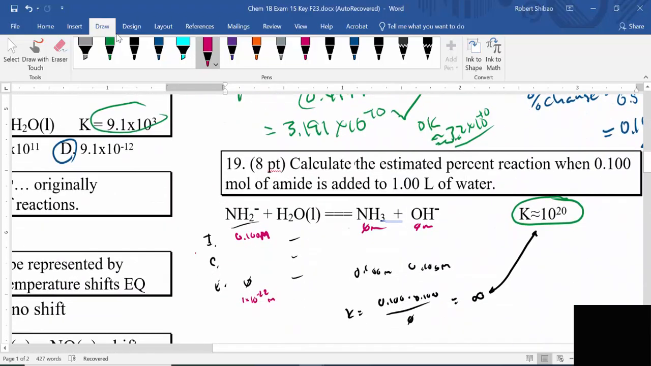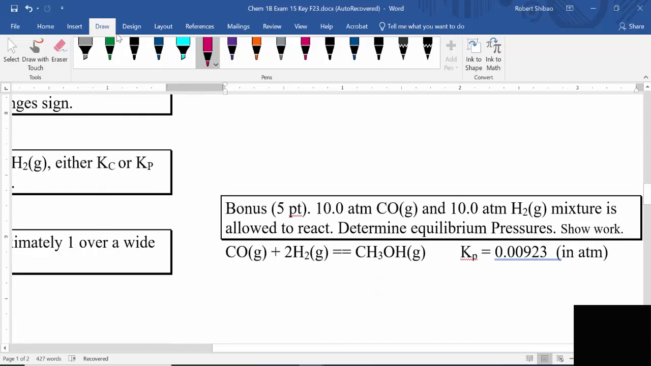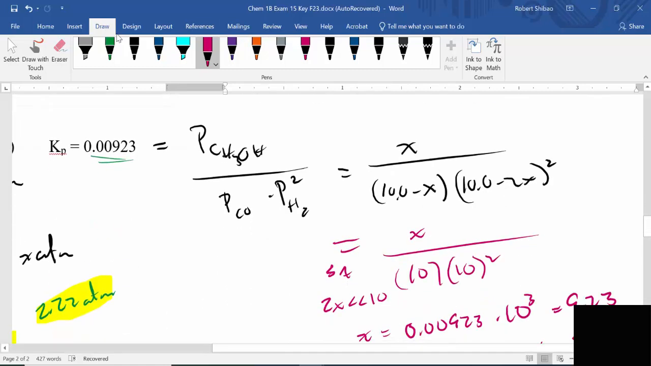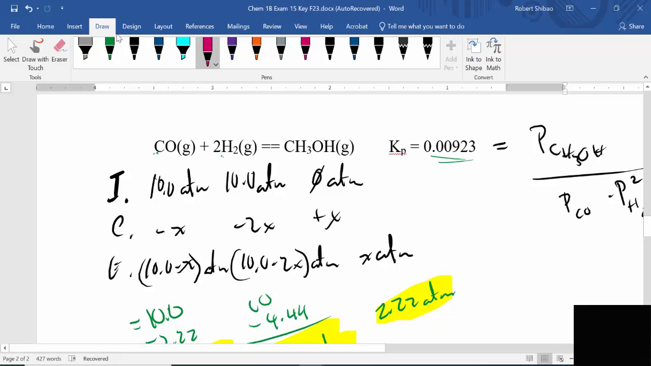So I made that 8 points, and then I gave a bonus. This is the bonus question I gave. I'll give you a bonus question on this. Test likely 2.